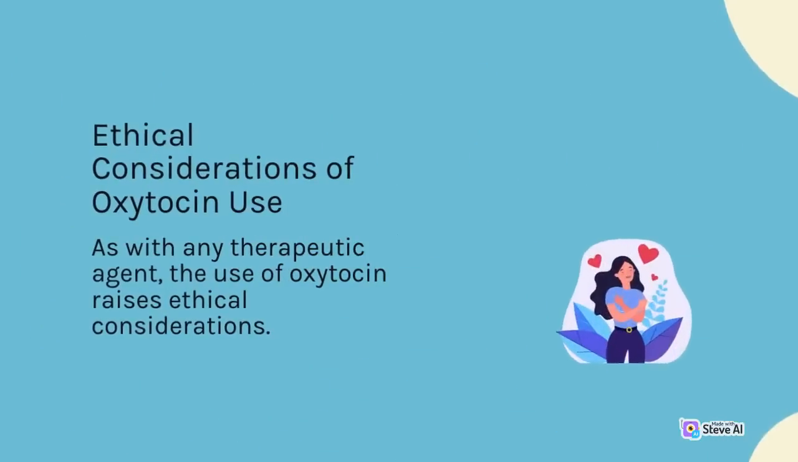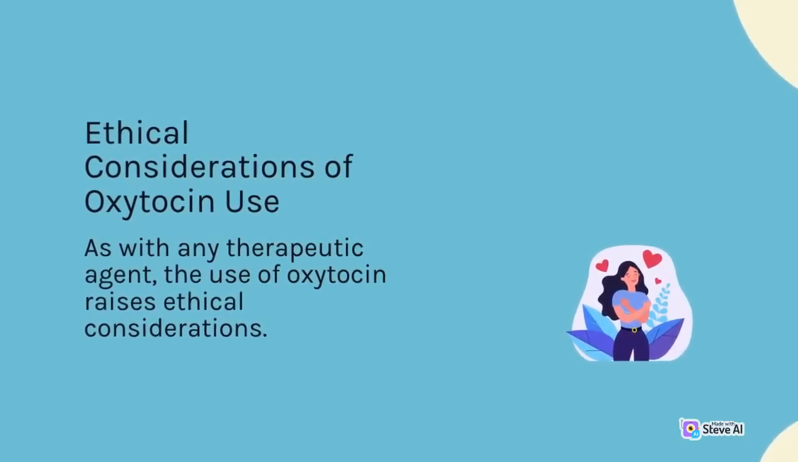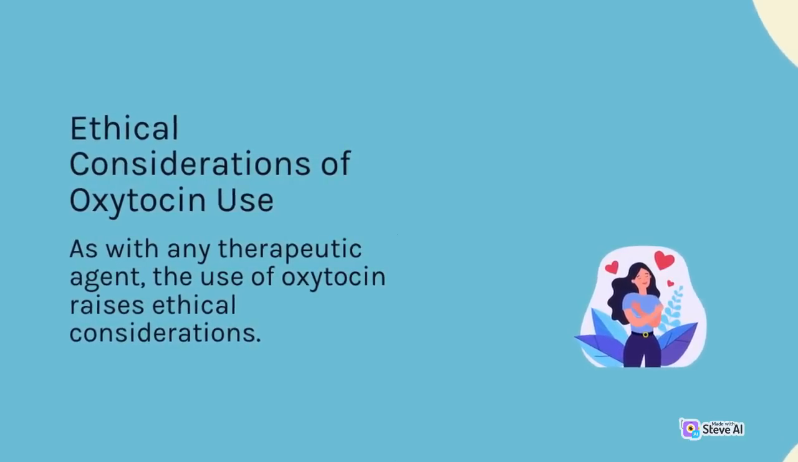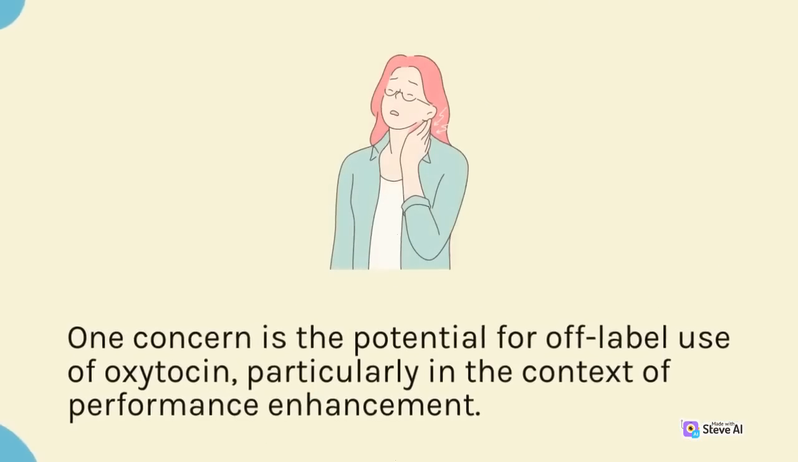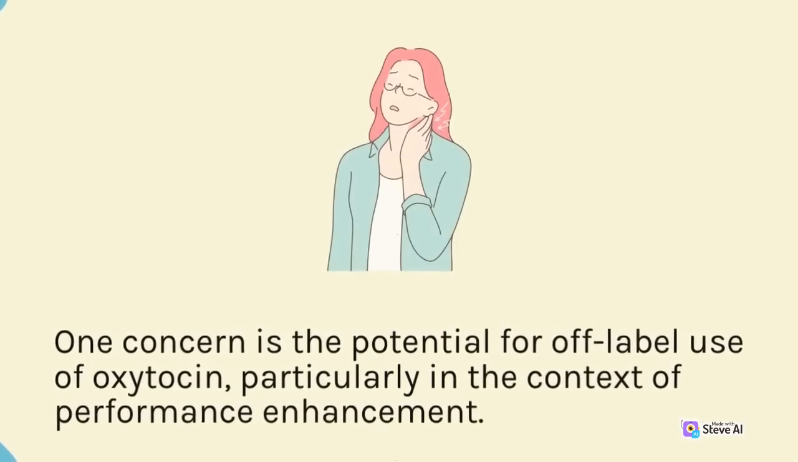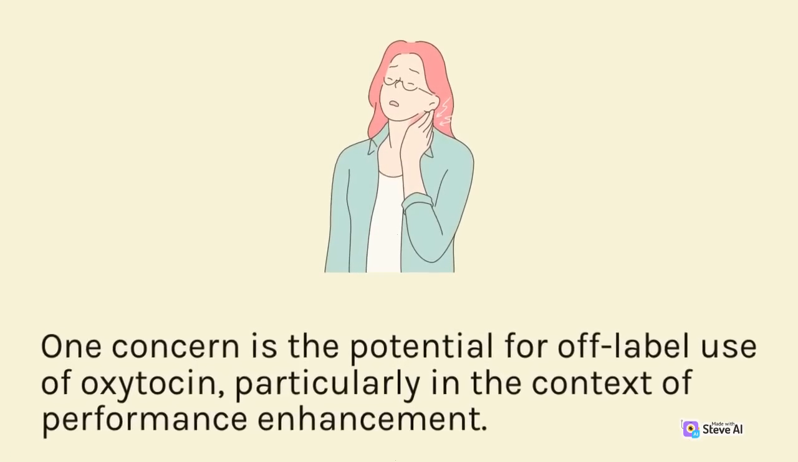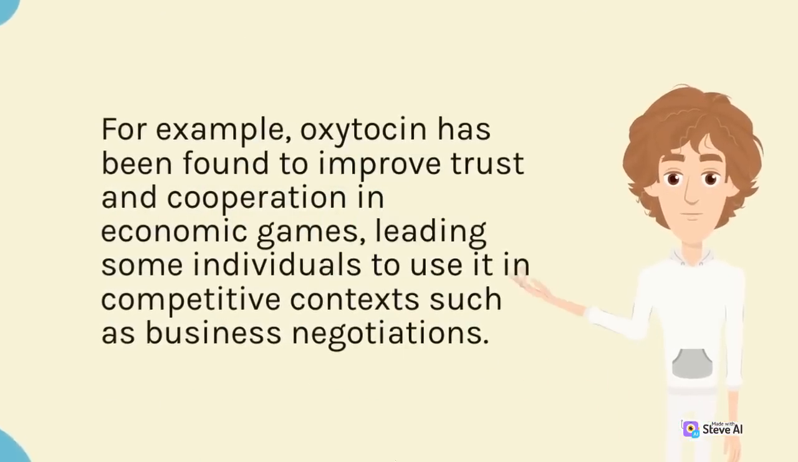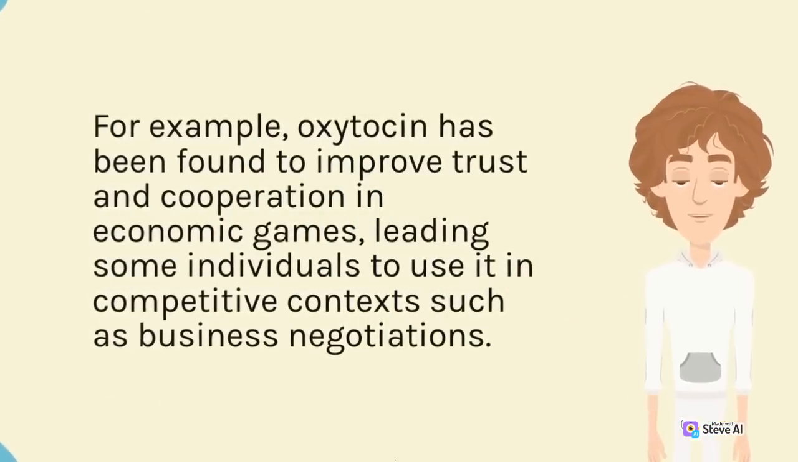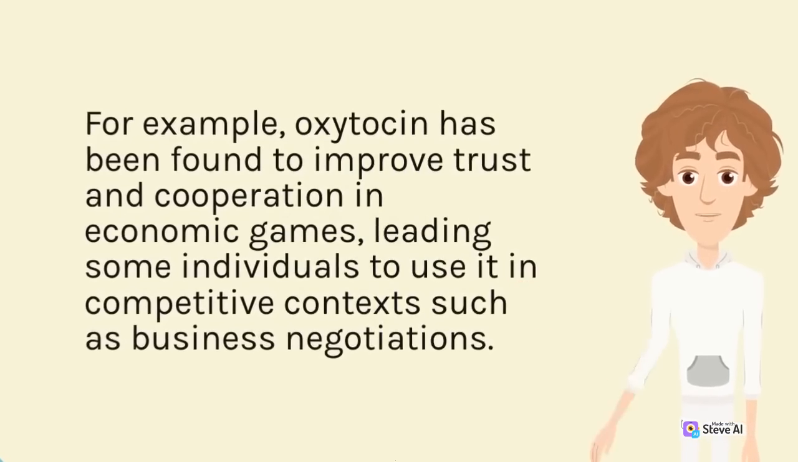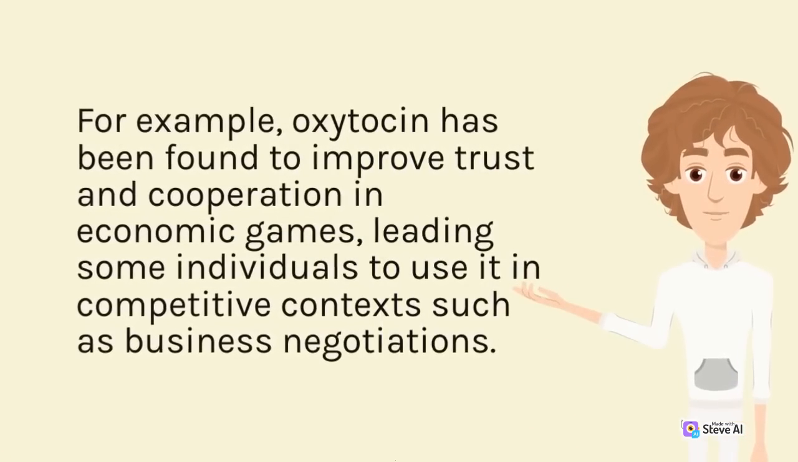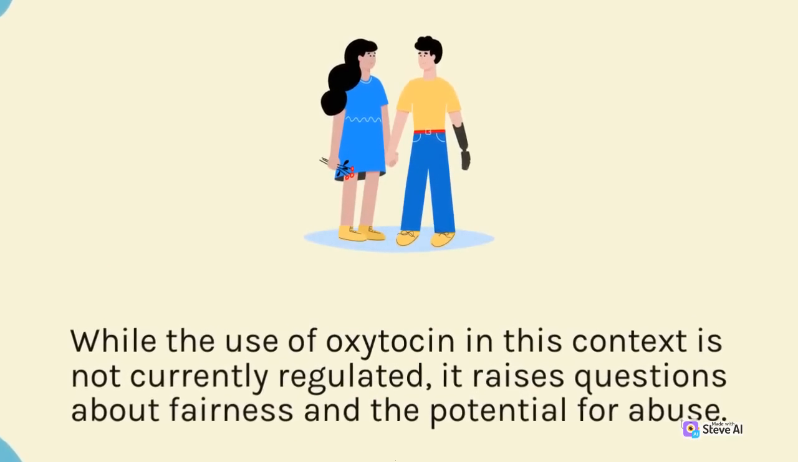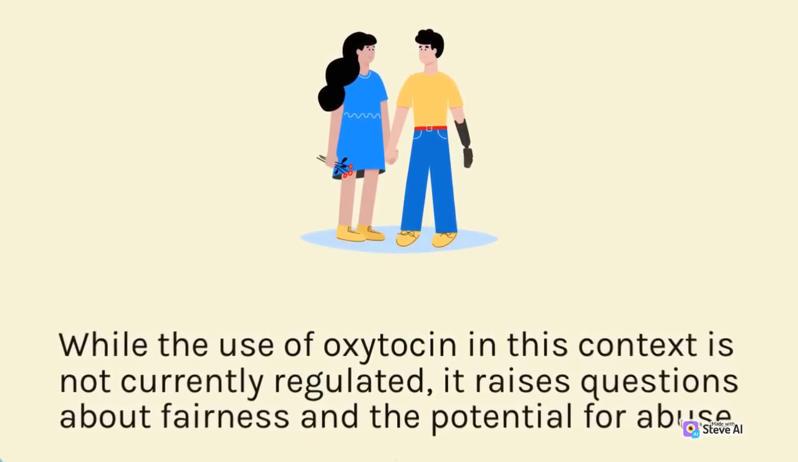Ethical considerations of oxytocin use. As with any therapeutic agent, the use of oxytocin raises ethical considerations. One concern is the potential for off-label use of oxytocin, particularly in the context of performance enhancement. For example, oxytocin has been found to improve trust and cooperation in economic games, leading some individuals to use it in competitive contexts such as business negotiations. While the use of oxytocin in this context is not currently regulated, it raises questions about fairness and the potential for abuse.